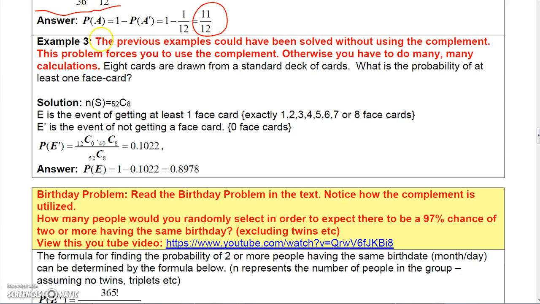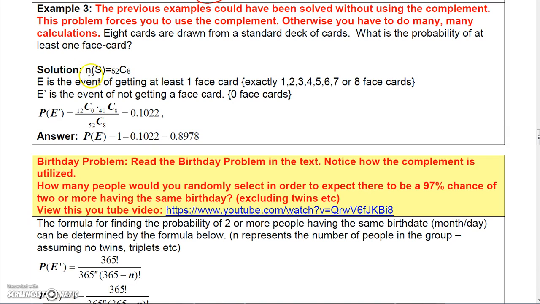So let's take a look at one a little more complicated. Let's say 8 cards are drawn from a standard deck. What is the probability of getting at least one face card? Now remember, the total number of 8 card hands would be 52 choose 8. So let's say E is the event of getting at least one face card. That would be getting 1 or 2 or 3 or 4 or 5, 6, 7 or 8 face cards.